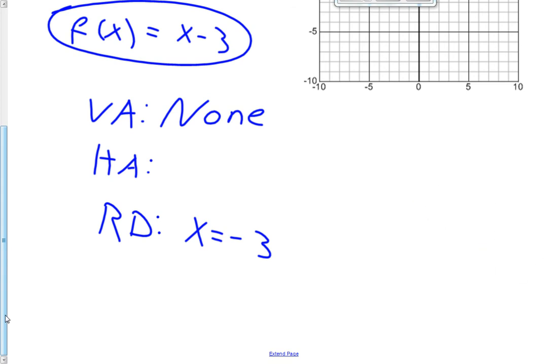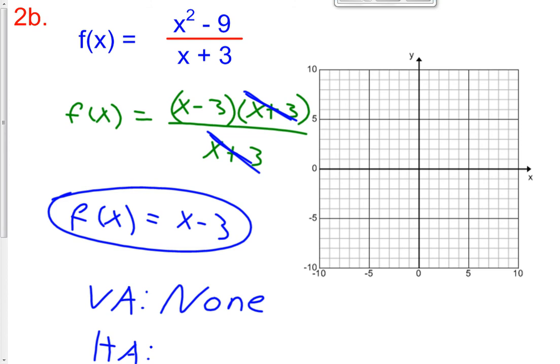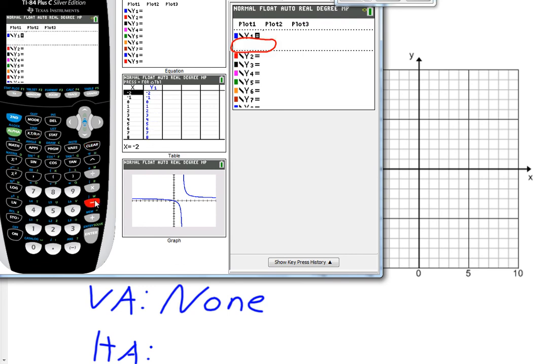So let's put this in our calculator. In class, we always, always, always put in our original function. Do not put in the reduced function in your calculator. It's always going to be the first function that we see. So x squared minus 9 is going to go in parentheses. Y equals x, parentheses, x squared minus 9, close parentheses, divided by x plus 3.